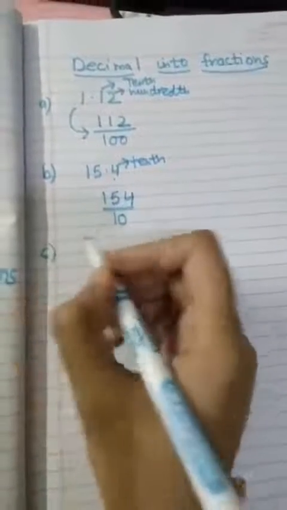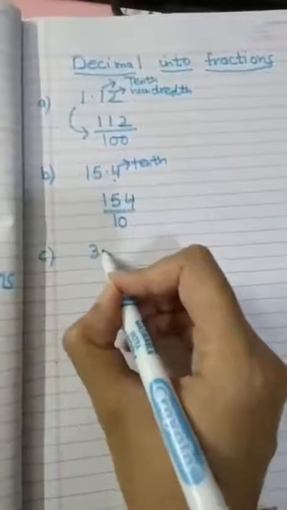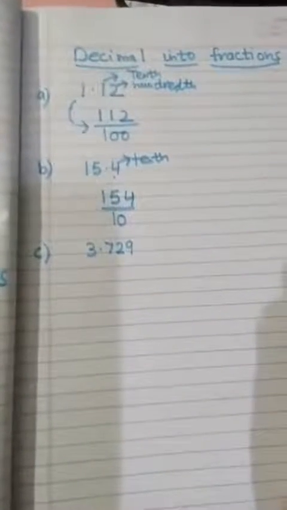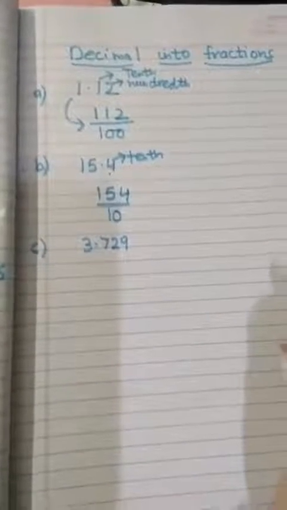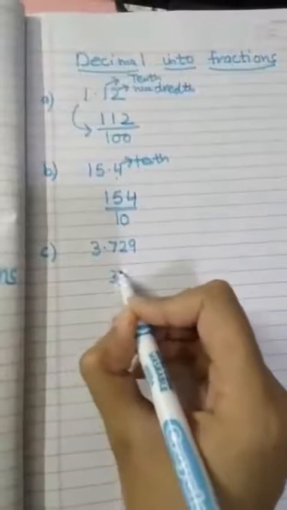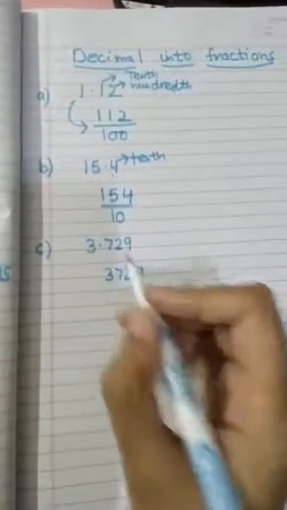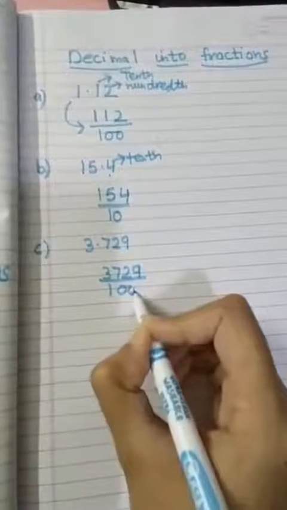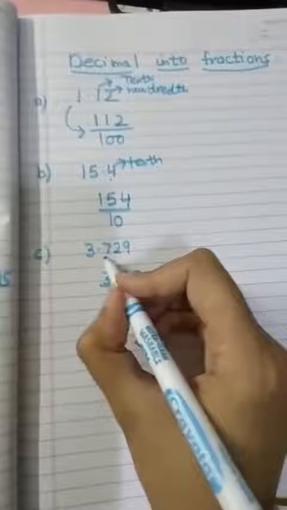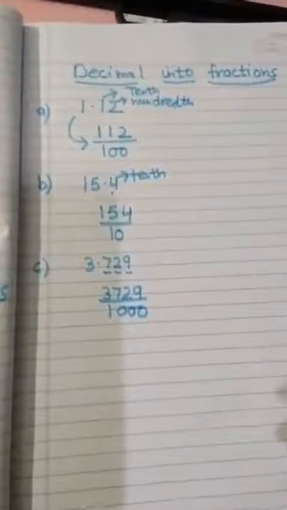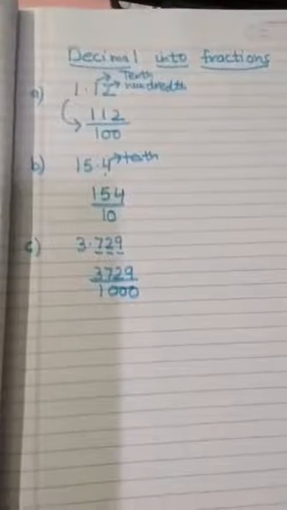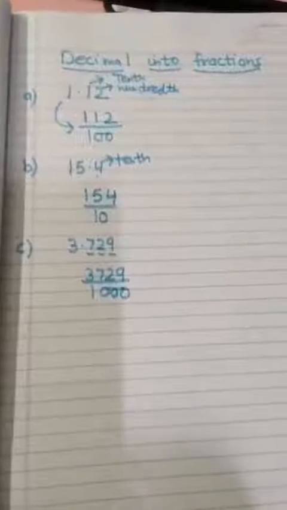In the same way, if we have the question 3.729 and we have to convert it into a fraction, we will write down 3729 without the point, and in the denominator we are going to place 1000, because we can see we have three places after the decimal, and that is the 10th, 100th and 1000th. So in this way we convert decimals into fractions.